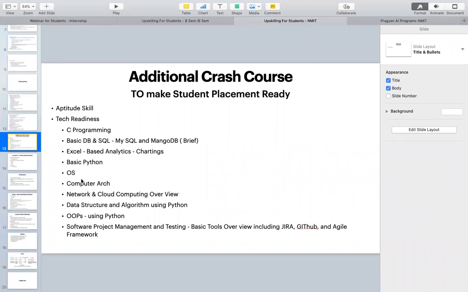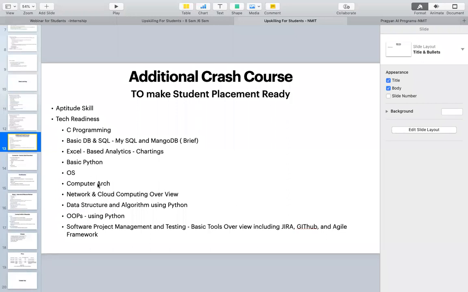Since we already covered operating system, computer architecture, networking and cloud computing overview, and data structure and algorithms using Python, this is not a detailed one, just brief things. Also OOPS concepts using Python, software project management and testing basics, and some tools we should be using like Jira, GitHub, and Agile kind of things. These are the things we will be covering to make sure you are able to clear the written test and aptitude test. And they may be asking some of these questions in the technical interviews also.